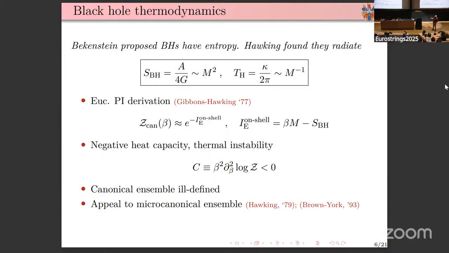Now, a peculiar thing about the Schwarzschild black hole is that it actually has negative heat capacity, which means it's thermally unstable. This is not so surprising. You put this black hole in some infinite space, it's radiating, and so it's not going to be in thermal equilibrium. But what this means is that since it has negative heat capacity, which comes from elementary stat-mech, the canonical ensemble is actually ill-defined. And this was even noted by Hawking long ago. And so, one suggestion is you should appeal to the microcanonical ensemble where you fix the energy of your system. And this has also been considered by Brown and York and others since then.